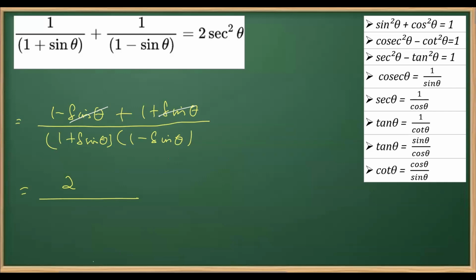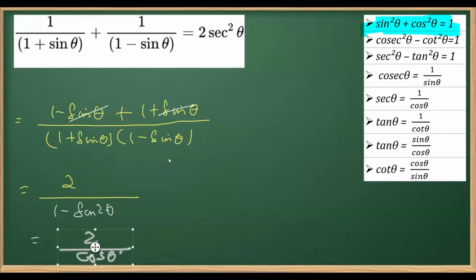Below, I'm going to apply the identity A plus B into A minus B is equal to A square minus B square, right? So it's going to be 1 minus sine square theta. And this is 2 only. What you can see from here is that 1 minus sine square theta is cos square theta. So this is going to be 2 over cos square theta. This is square, right? Cos square theta. So I'll write this as 2 over cos square theta. Let's write it down over here.